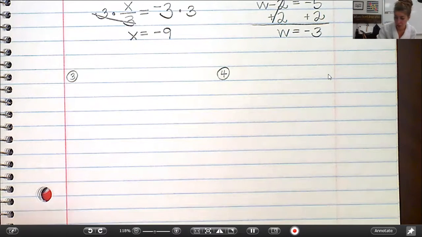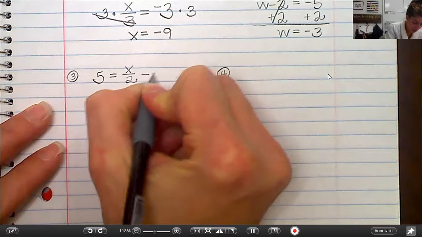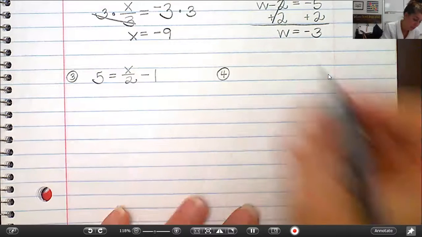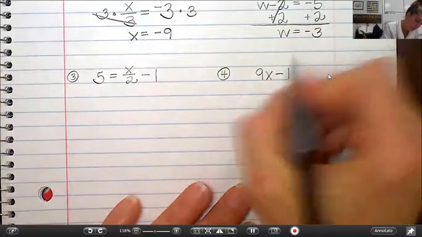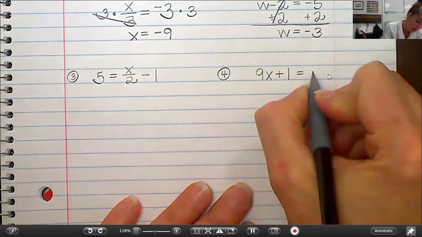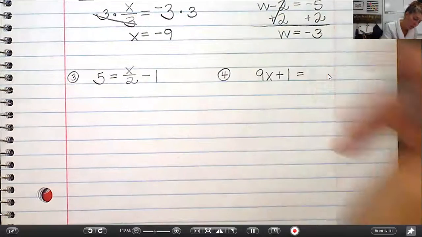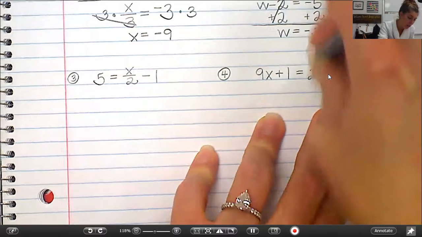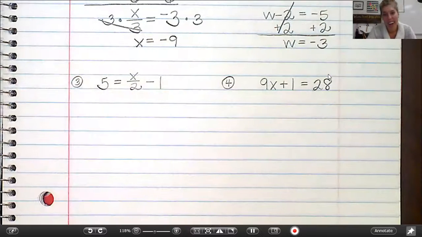All right, so here's one I would like you to try. 5 equals x over 2 minus 1. And this one. 9x minus 1, oops, sorry, plus 1 equals 29. Okay. Wait a second. I don't want you guys to have a decimal. Let's do 28. Okay.